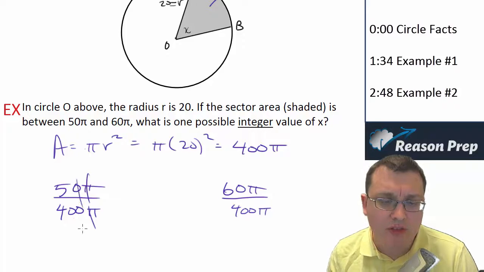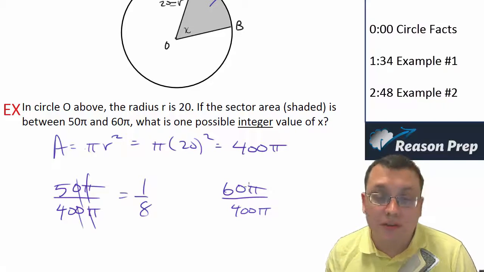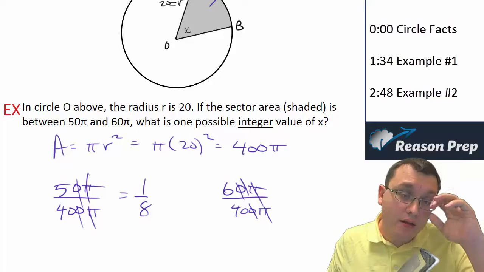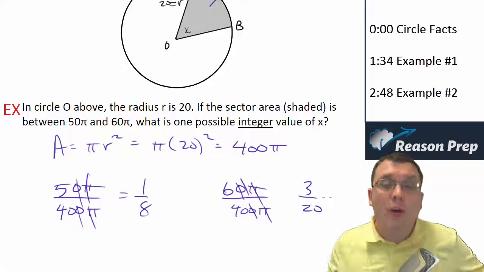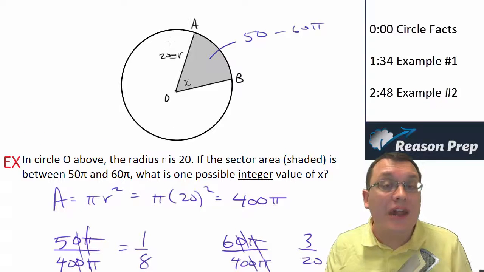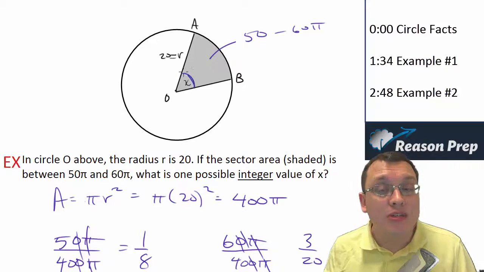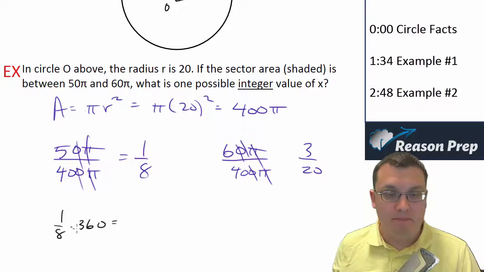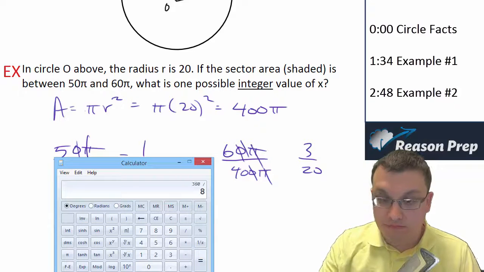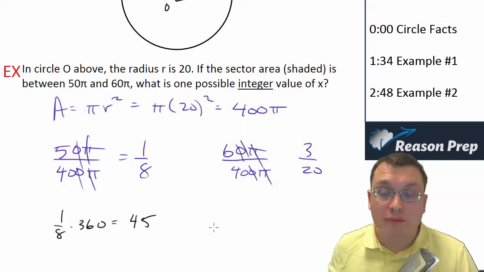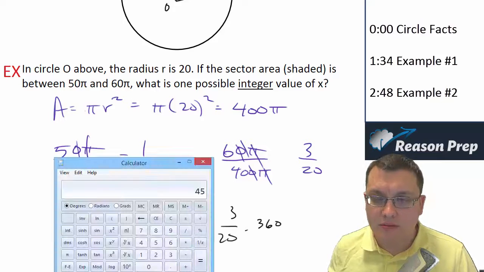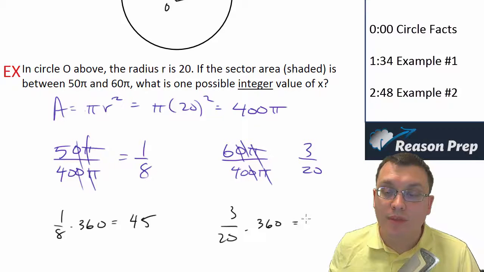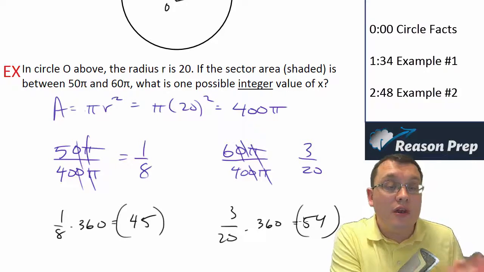So let's see what these fractions actually are. The pi's cancel out, and the 50 over 400 reduces by a factor of 50. So we get 1/8 of the circle on the low end. The other one is not going to work as well, but let's see. 60 into 400, cancel out a factor of 20, so we get 3/20. So our sector is between 1/8 and 3/20 of the area of the circle, which means this central angle is between 1/8 and 3/20 of the whole central angle. So what we can now do is multiply 1/8 times 360, and that would get us 45. And then 3/20 times 360, which would get us 54. So these are the bounds of our angles, right? On the low end, it's 45. On the upper end, it's 54.